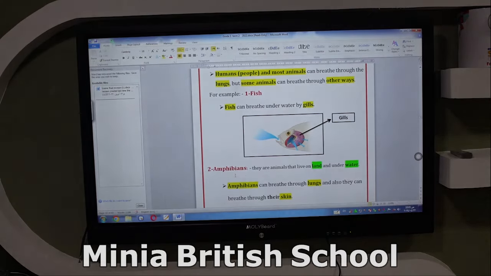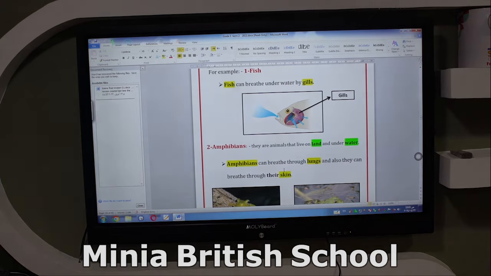What else? Also amphibians. Amphibians can breathe in two ways. They can breathe by lungs and also by skin. And by the way, amphibians are very special animals. Why? Because these animals can live in two places. They can live on land and underwater. So they are special, and they can breathe by lungs and by skin.